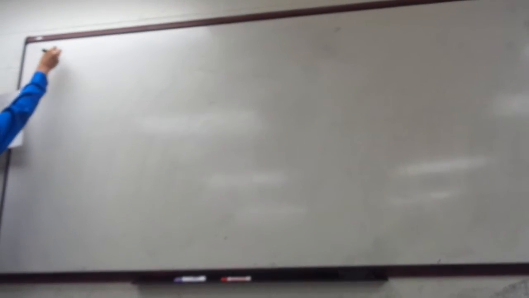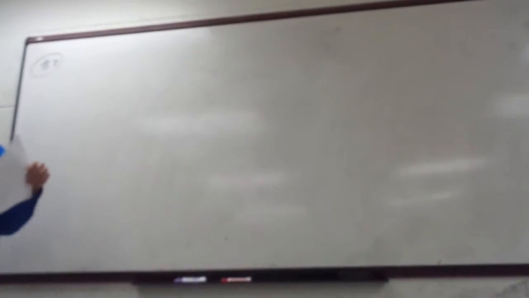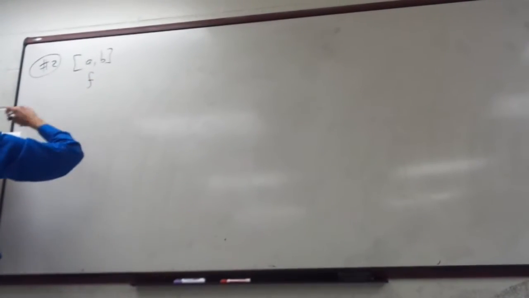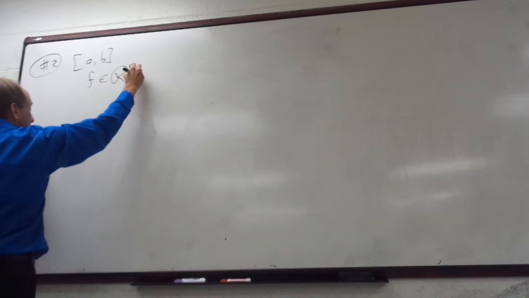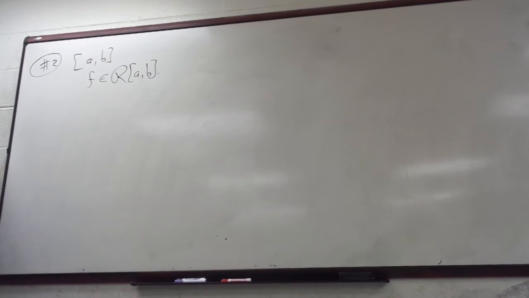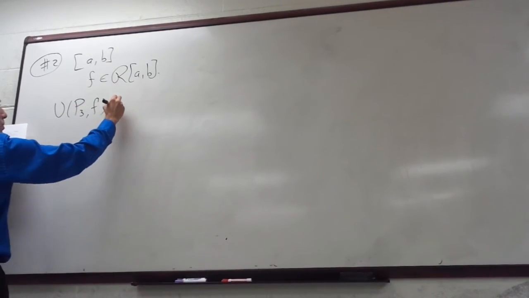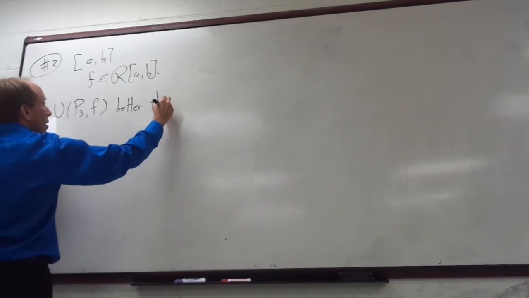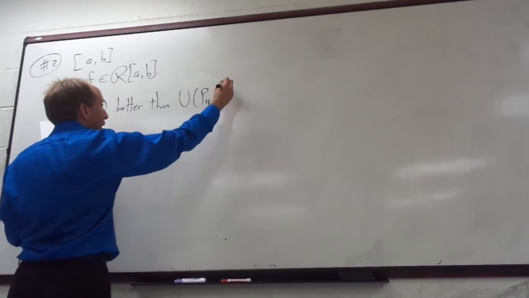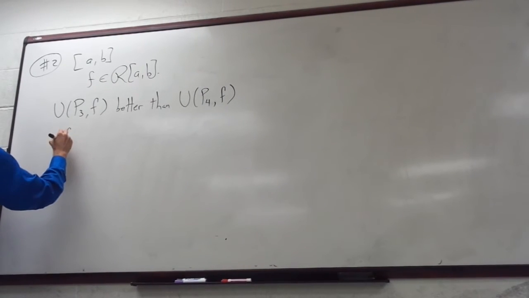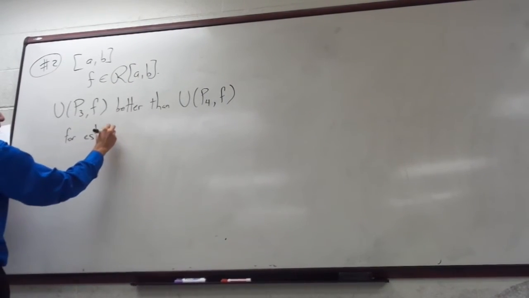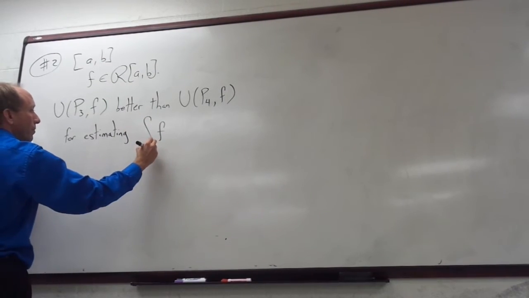So let's look at number 2. I don't think this one's too bad. It says draw an example. It doesn't even ask you for a formula. It just says draw an example of a function on an interval [a, b] that is Riemann integrable, and we want U of P3 f to be better than U of P4 f for estimating the integral of f from a to b.